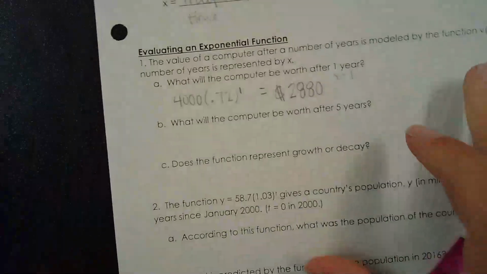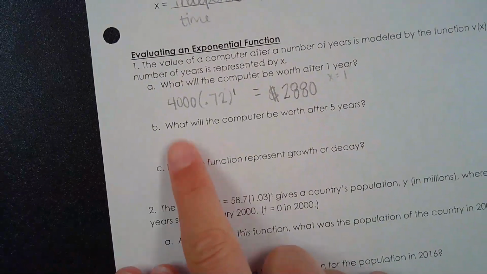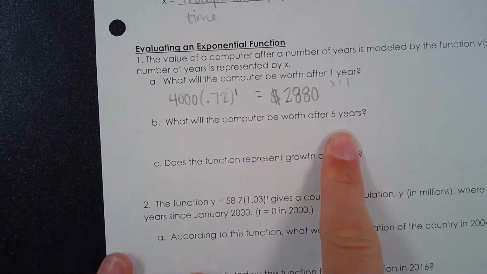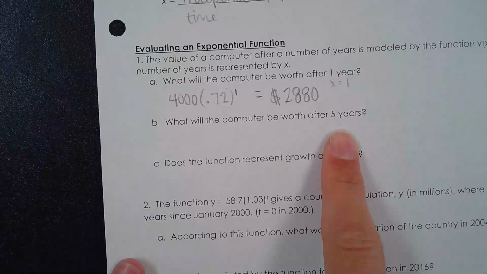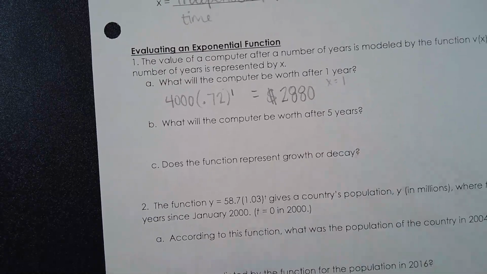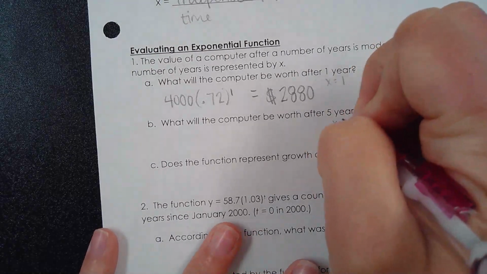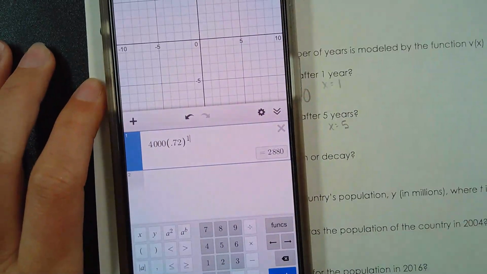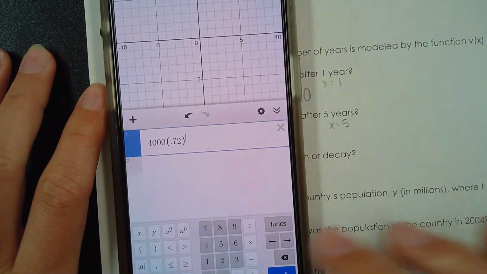Okay, so looking at the next part, it says what will the computer be worth after 5 years? What do you think we need to do now? Plug in 5. Yeah, that's it. That's all we've got to do. So we're going to say x equals 5. If you still have it typed in your calculator, how many of you still have it typed in? Just change that exponent to a what?